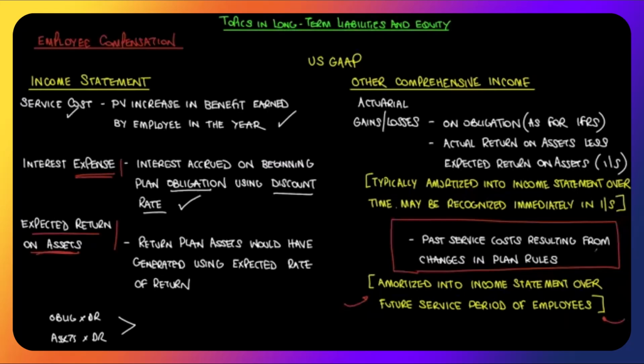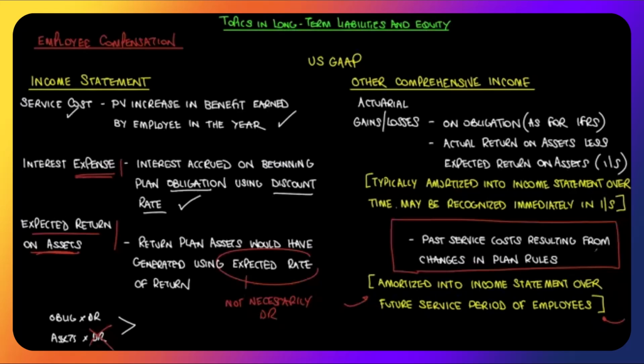And what's more, when we try and calculate the expected return on assets, we use in US GAAP an expected rate of return, which is not necessarily the discount rate. Another difference. So show them separately and don't necessarily use the discount rate.